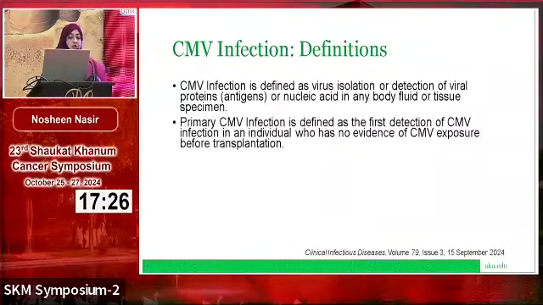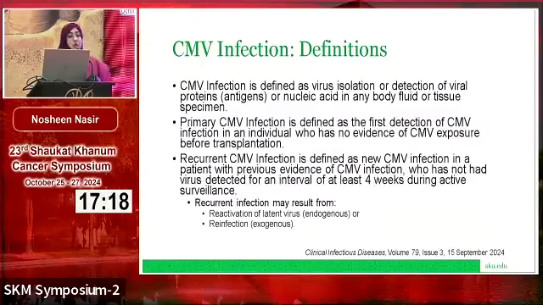Primary CMV infection is defined as the first detection of CMV infection in an individual who previously did not have evidence of CMV. And recurrent CMV infection is defined as a new CMV infection in a patient who did have previous evidence of CMV, but for whom the virus was not detected for a 4-week period during active surveillance.